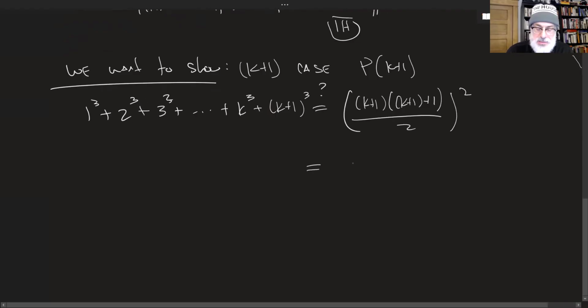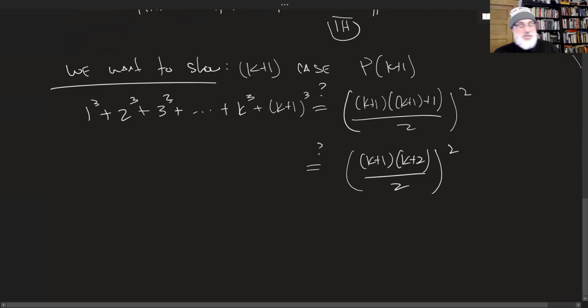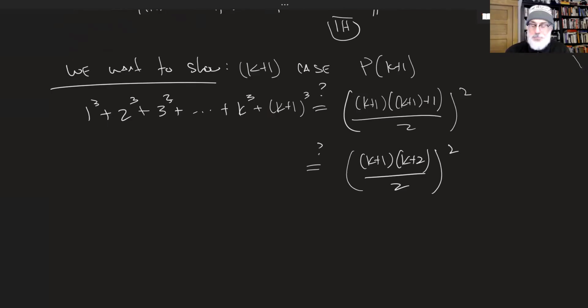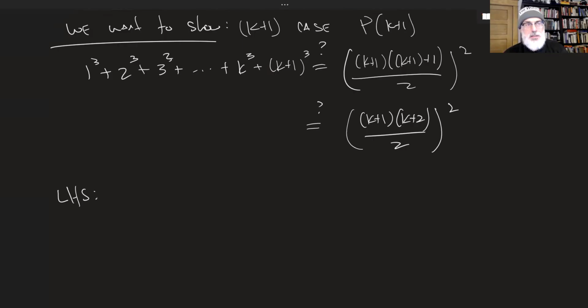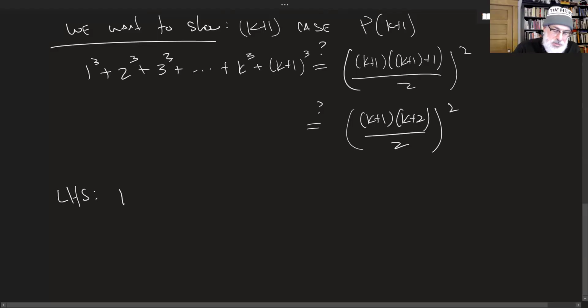Let's clean up this right-hand side a little, just so we're clear what we're trying to get to. k+1 plus 1 is k+2 divided by 2 squared. All right, so that's our task here, is to show that the left-hand side and the right-hand side are the same. But with these kinds of induction proofs where there's a summation and then a closed form, most often you're going to start with the summation side. So in this case, this is our left-hand side. We're going to take the left-hand side, use our induction hypothesis, and manipulate it algebraically to show that it's equal to the right-hand side. What I like to do first is rewrite the left-hand side.